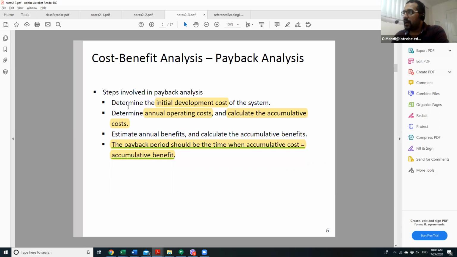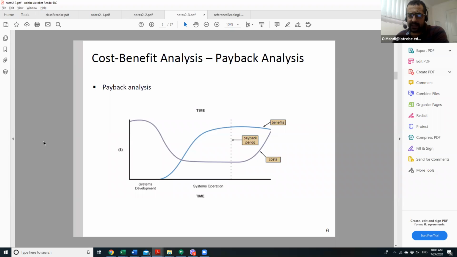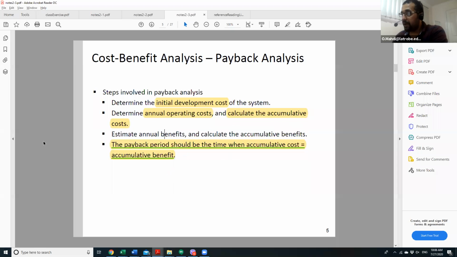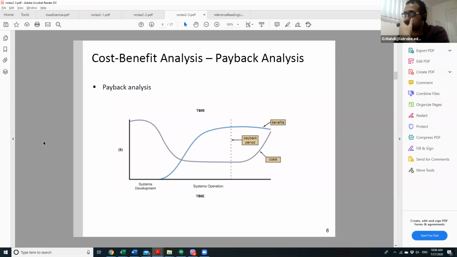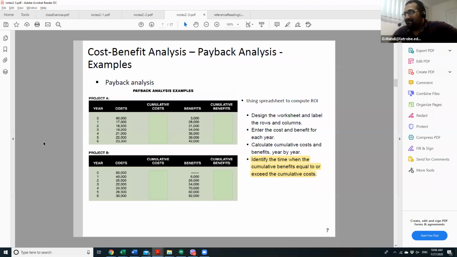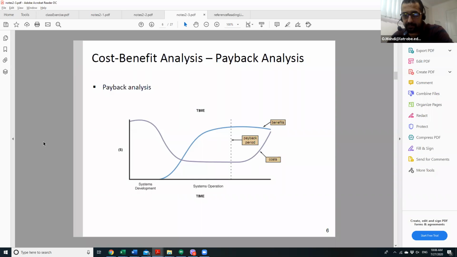All right. Steps involved in payback analysis: determine the initial development cost of the system, determine annual operating costs, and cumulative costs as well. Let's take a practical example. I'm sure you will fully understand this one. Before taking the example and explaining it, let's have a look at this figure.